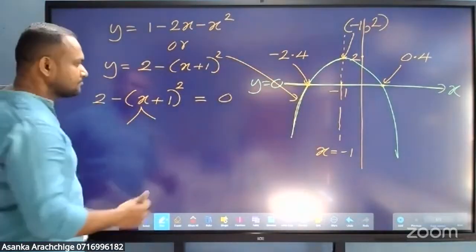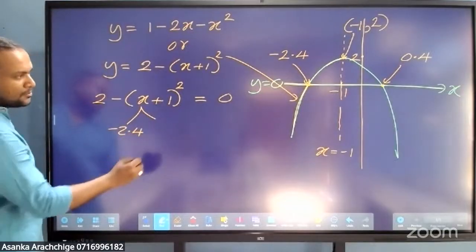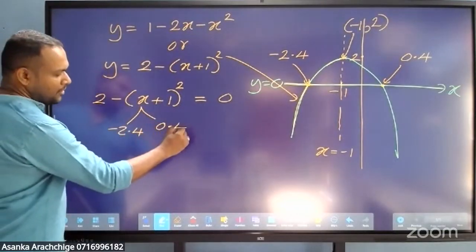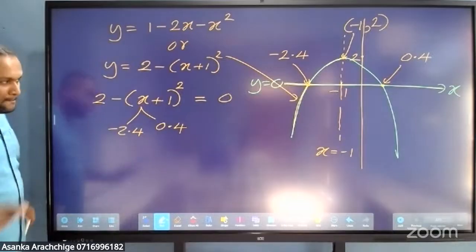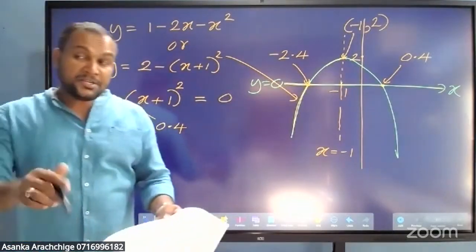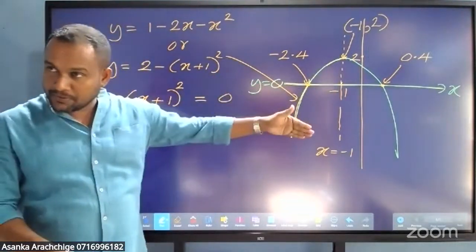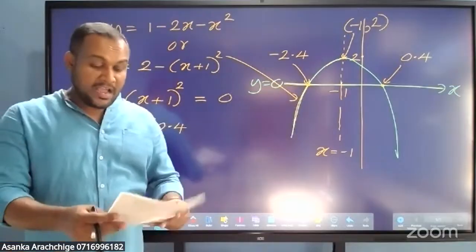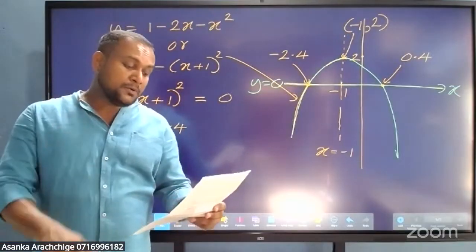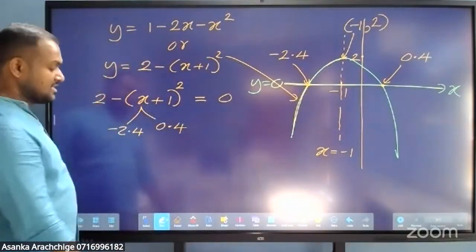But minus 2.4 is the negative root, 0.4 is the positive root. But we have to show that in terms of x, not the actual root. Understood? We have to show that the positive root of the equation is square root of 2 minus 1. Then look.